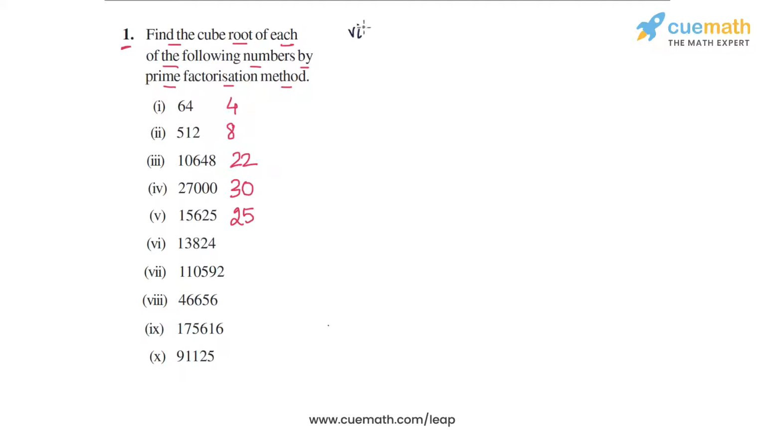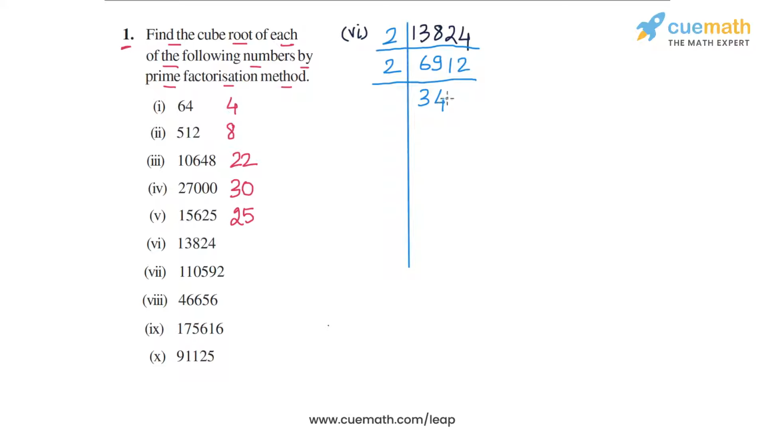Now let's come to part 6. The number in part 6 is 13,824, and once again we will first prime factorize this number to find its cube root. So this is even, so we take out a prime factor of 2, and that will give us 6,912. This is even again, so we take out a 2 again, and that gives us 3,456. Even again, so we take out another 2, and that gives us 1,728. This is again even, so we take out one more 2, and this will give us 864.